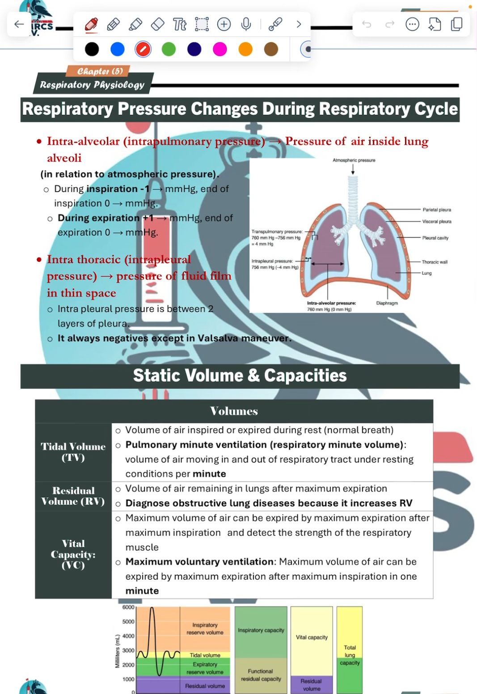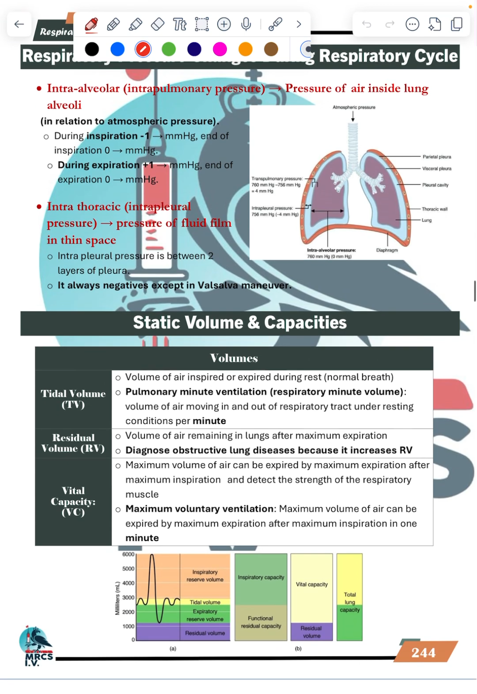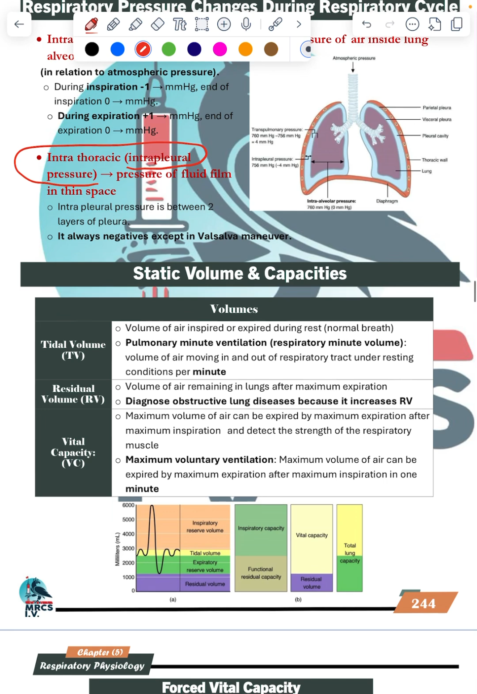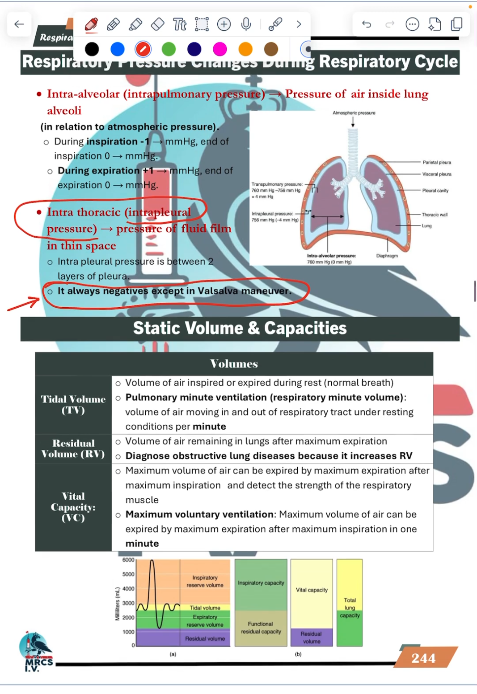Intrathoracic pressure, that is the intrapleural pressure, is maintained by the pressure of the fluid within this space. Intrapleural pressure is between the two layers of the pleura. It is always negative except in the Valsalva maneuver. This is the question: whenever you do the Valsalva maneuver, the intrathoracic pressure, or intrapleural pressure, becomes positive.